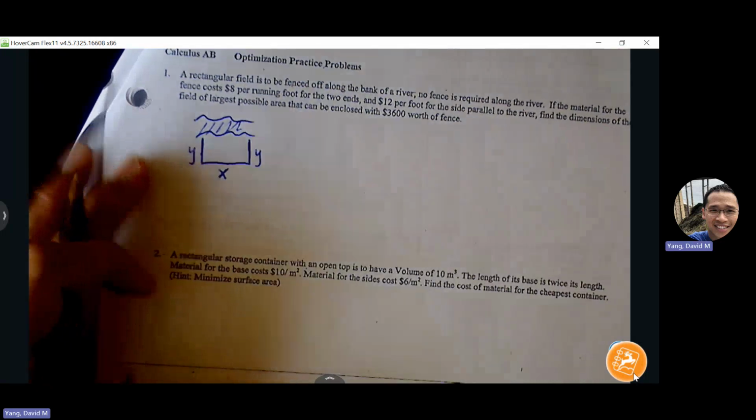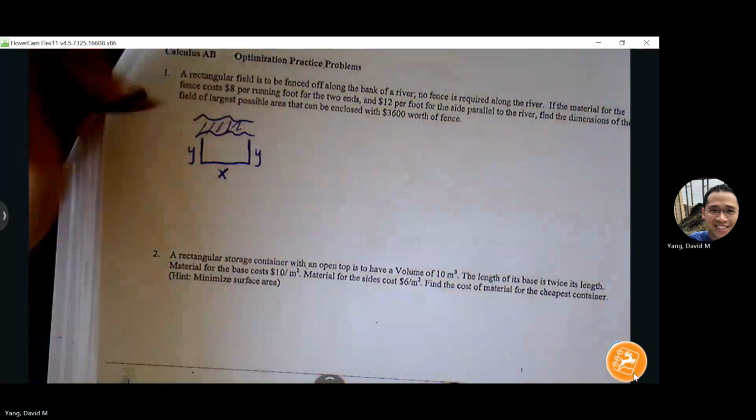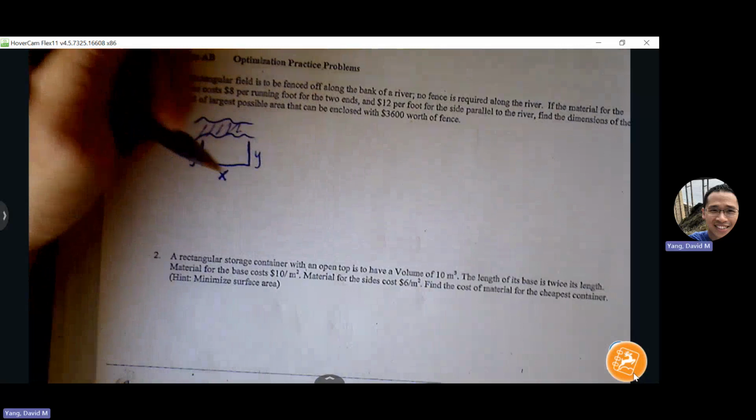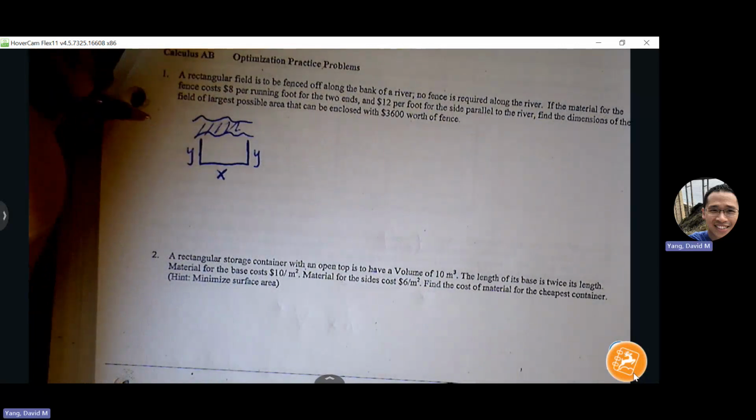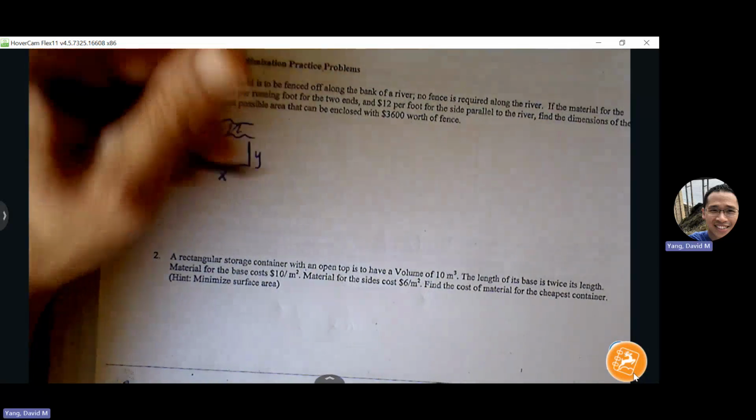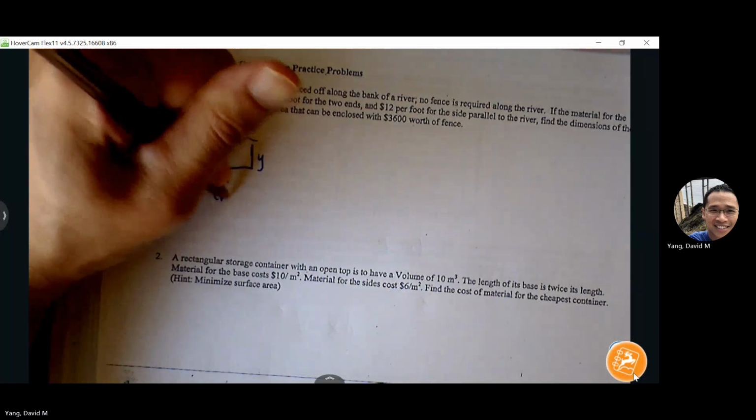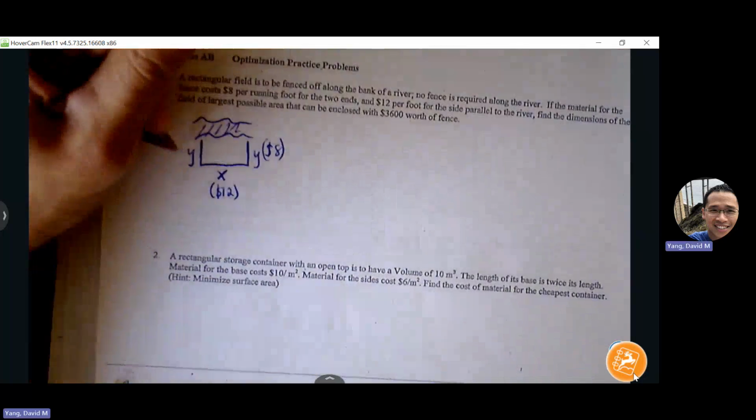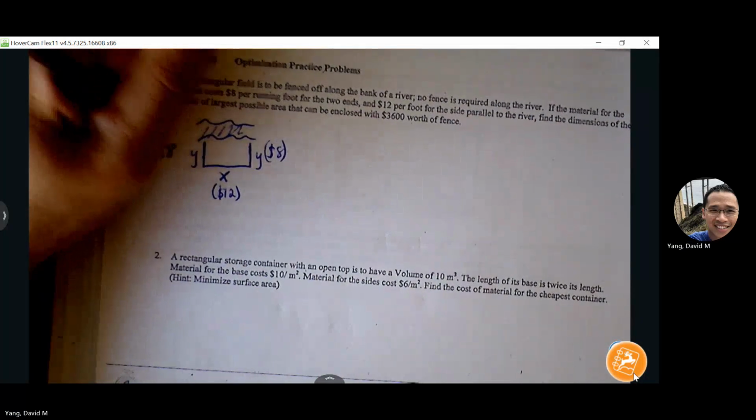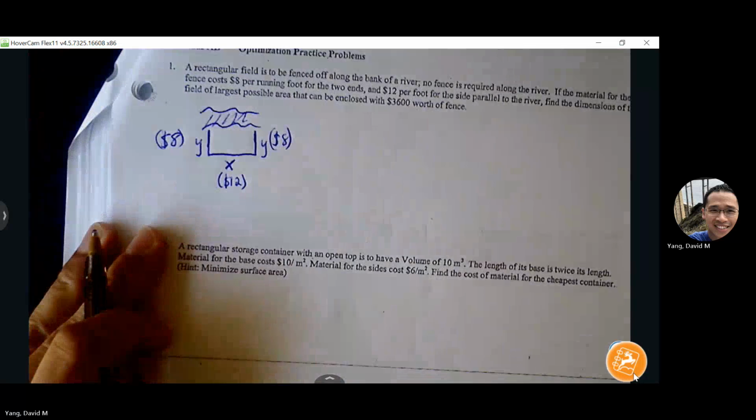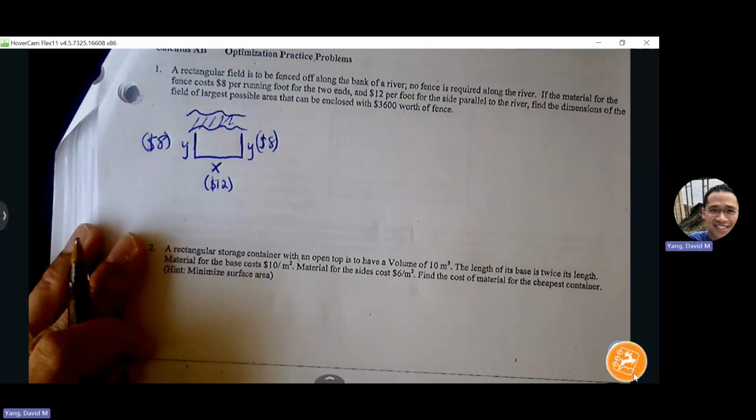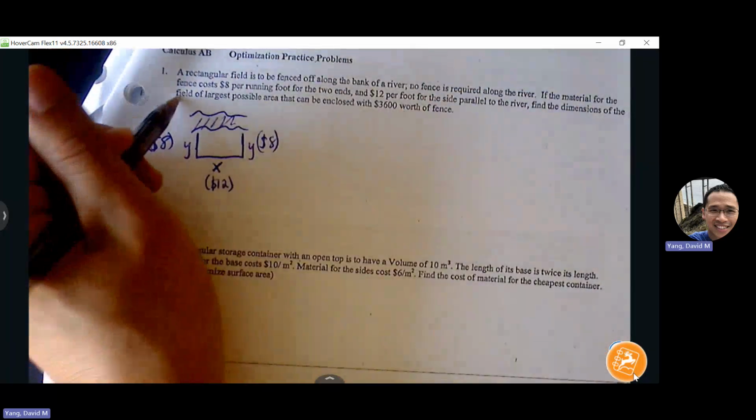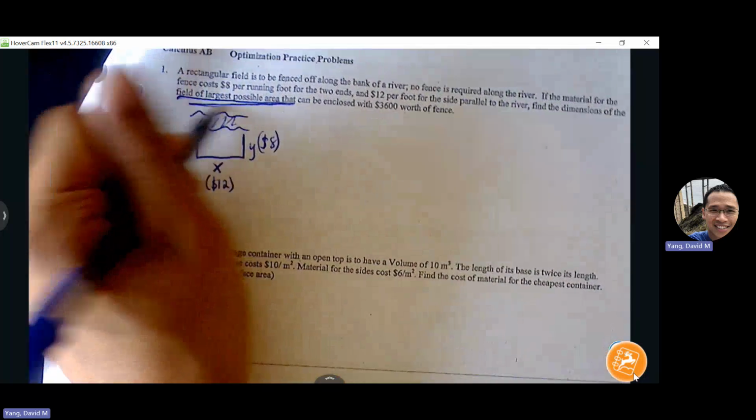Okay, there's cost associated with our perimeter equation. So this is $12 for the side parallel to the river. And then $8 for the two sides. Find the dimensions of the field of largest possible area. We're trying to optimize area.